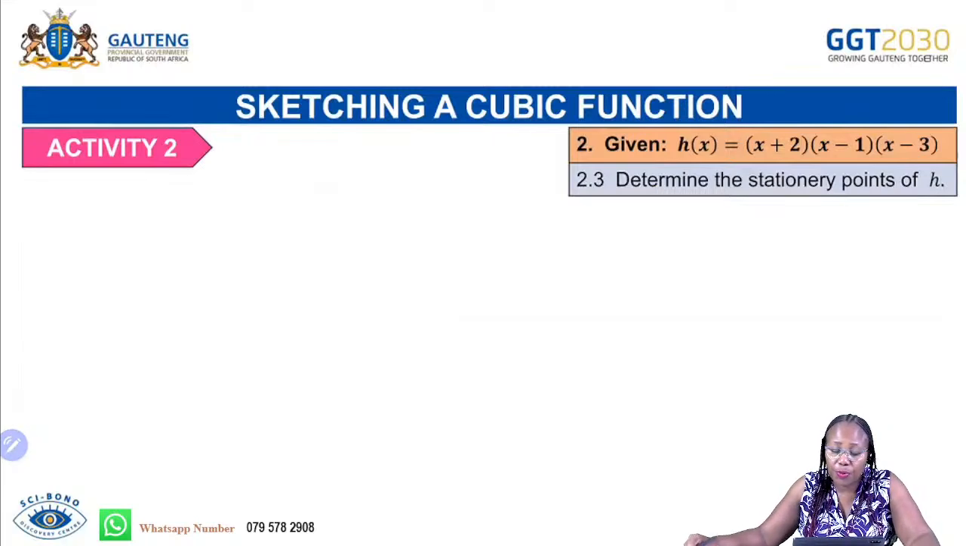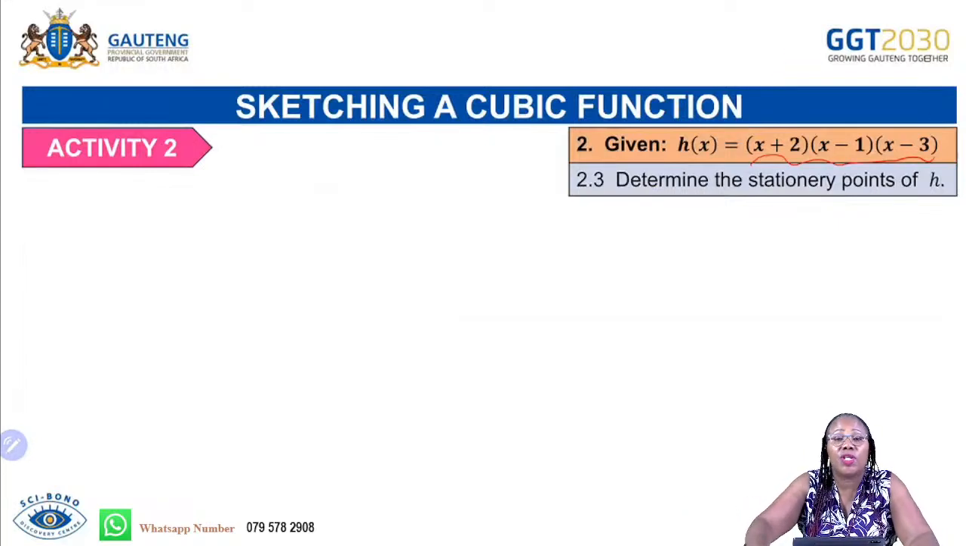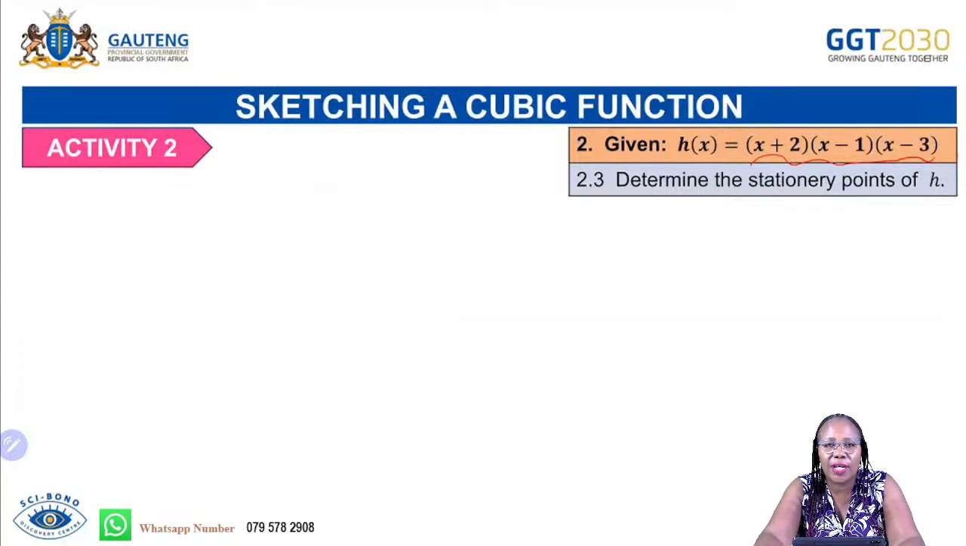And then now 2.3, we are on the same question. Determine the stationary point of this function. Look at the equation, grade 12. Remember the rules of differentiation. You cannot differentiate when you are having brackets. You need to multiply them out. Take this equation back to x cubed. It is only then that you can differentiate. We are not differentiating the bracket. The rule does not allow us.